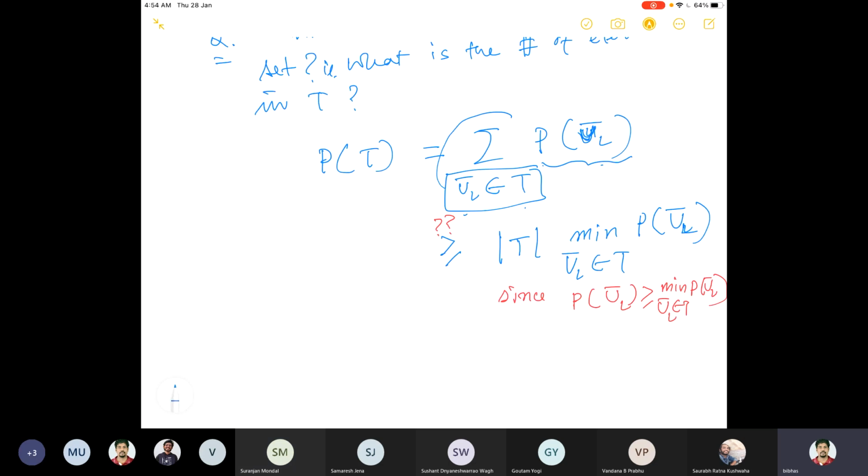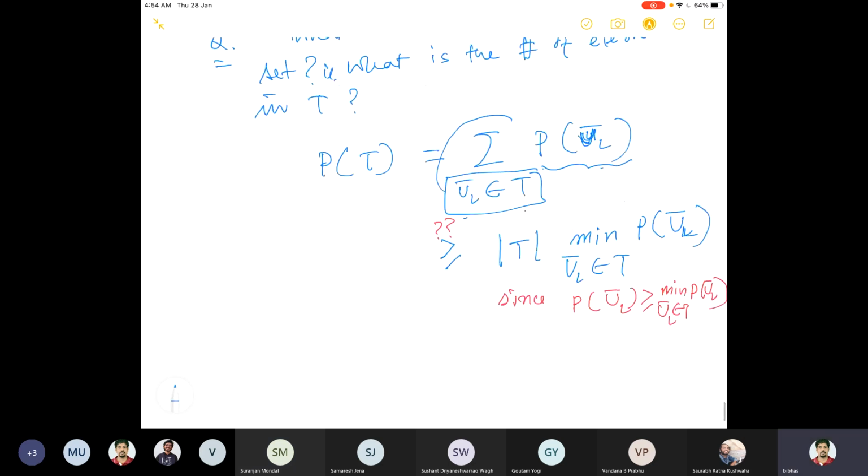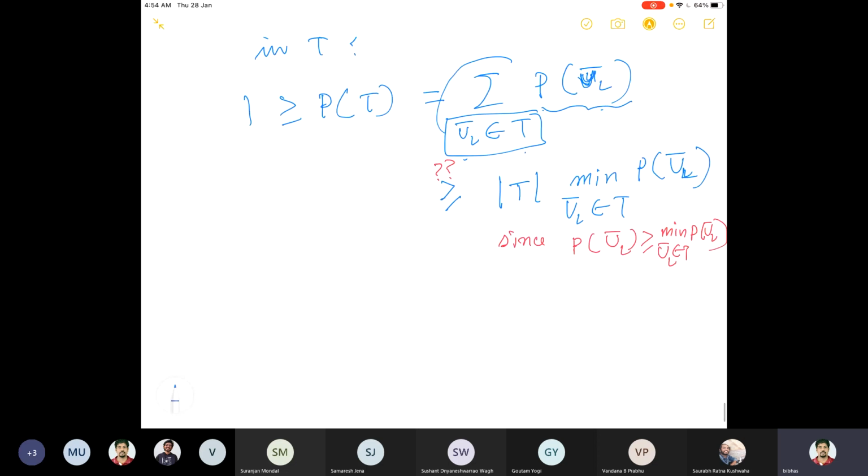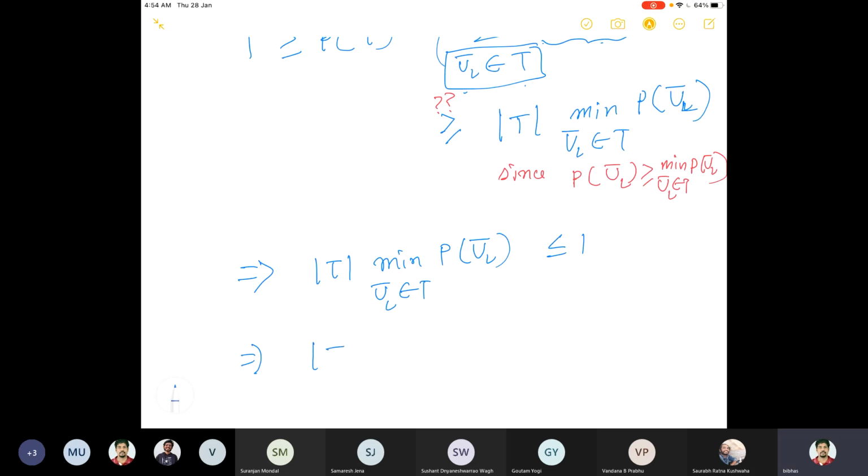So now this is a probability, right? So this is also less or equal to 1. So from this, what does it imply? That mod T times the minimum of P of U^L bar over all U^L bar in T is less or equal to 1. So it implies mod of T is less or equal to 1 by the minimum of P of U^L bar.